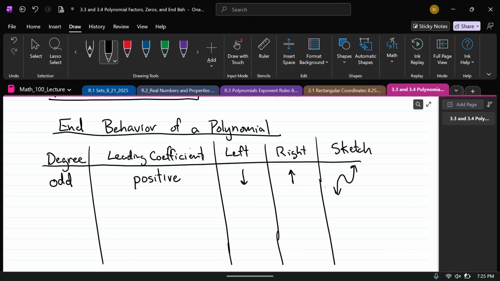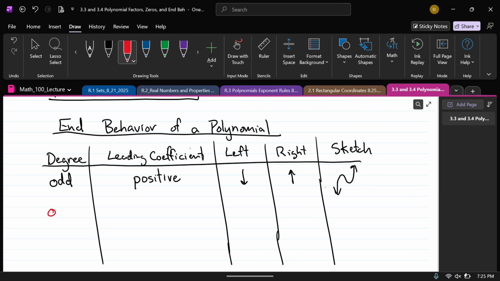There may be more humps and valleys in the middle, but it's going to look something like that. The left side going down, the right side going up. Odd degree, positive leading coefficient, left side down, right side up. Notice that the ends are going in opposite directions. Left side down, right side up. Odd degree starts with an O, opposite starts with an O. Okay?